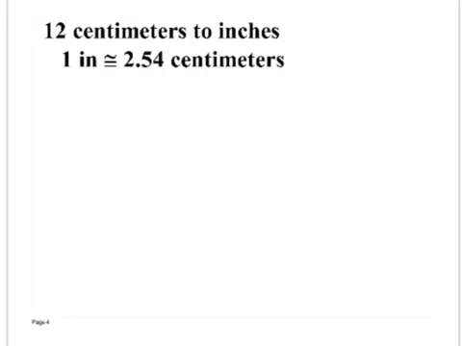On the right side, it goes metric to customary, so centimeters to inches. Now, if you look, it says 1 inch is 2.54 centimeters on the left side. On the right side, it says 1 centimeter is 0.3 inches. Do you think it matters which of these conversion rates you use? No.